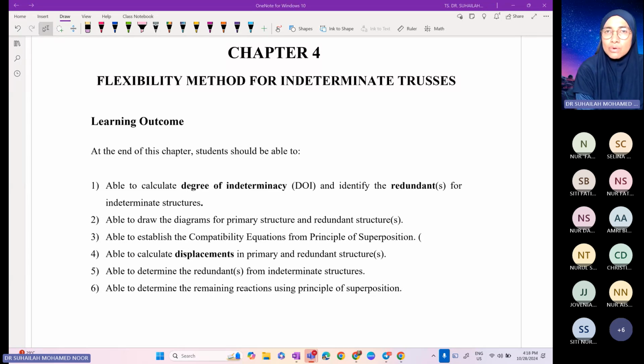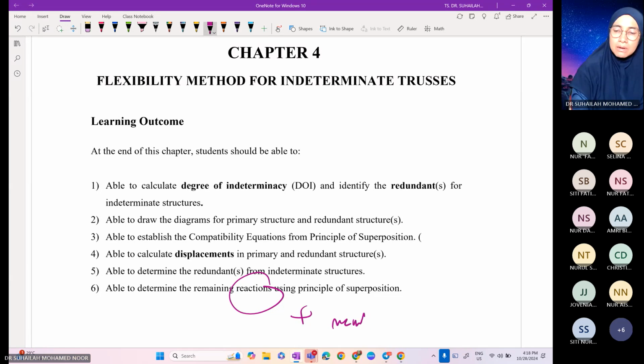Plus, we will also determine member forces in the actual truss. Okay, member forces in the actual truss. Reaction plus member forces. Forces in the actual truss.